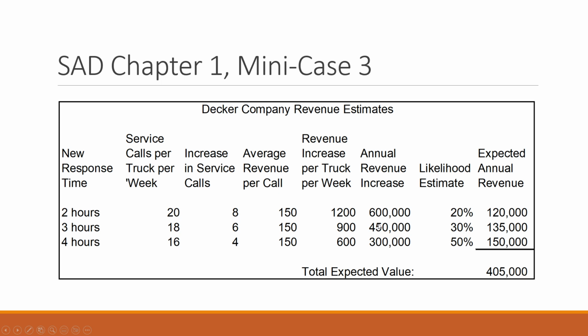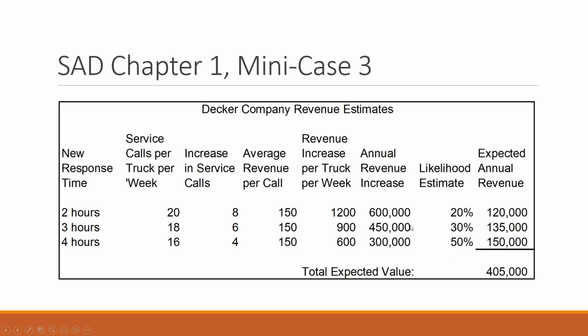This column should be a formula. It's going to be the average revenue per call times the revenue increase. By making it a formula, if values change, you get new information, and your spreadsheet automatically updates. These are just plugged numbers, but this column and this total should be formulas.